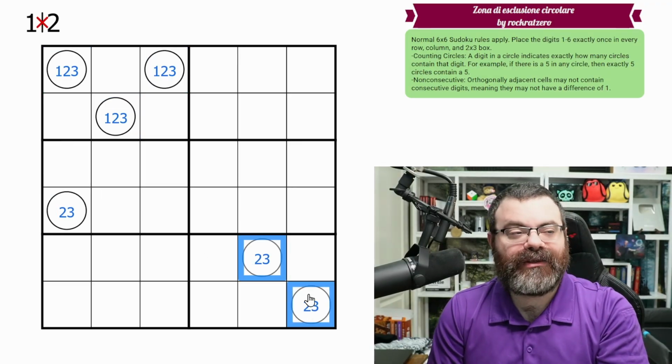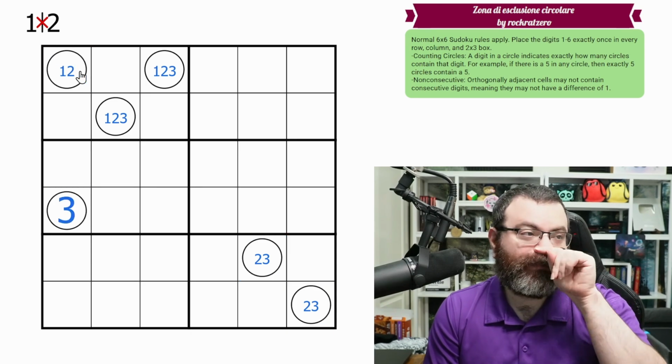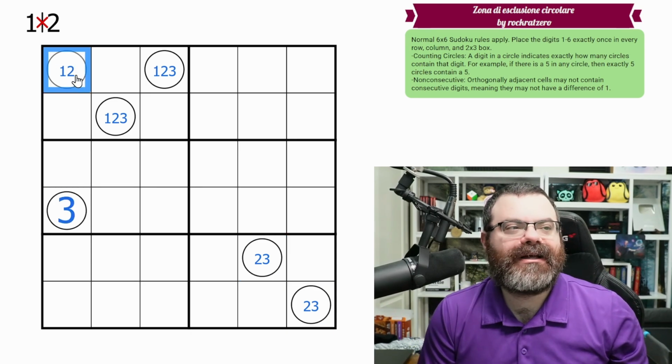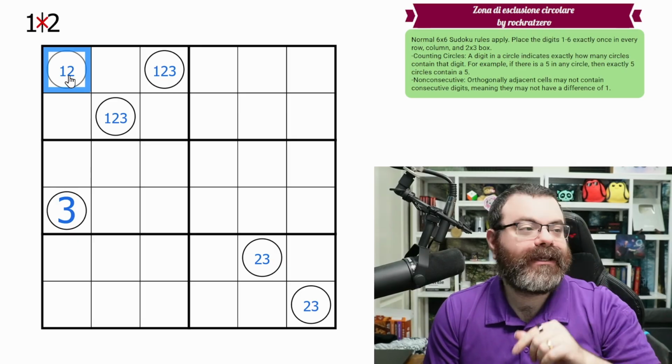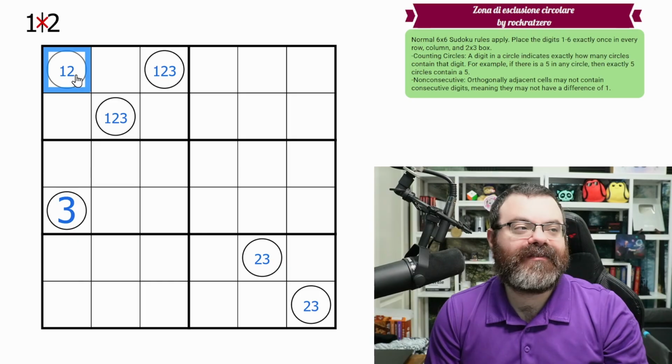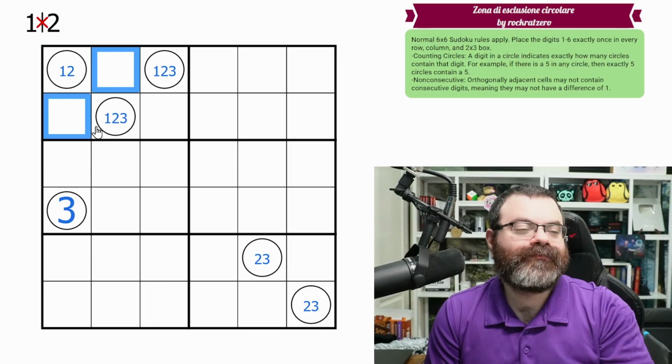And this 2, 3 pair uses up the second 2. So this has to be a 3. That makes this not a 3. Now, this is a nice little non-consecutive trick here, where if we have 2 consecutive digits in one cell in a non-consecutive puzzle, then it eliminates both of those digits from the digits that are next to it.